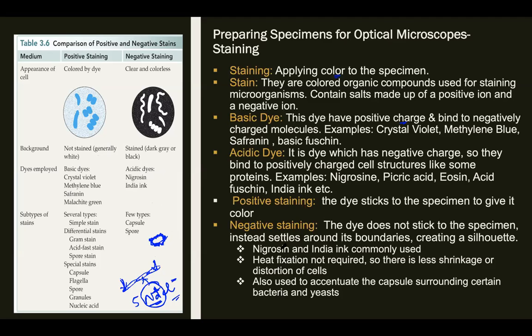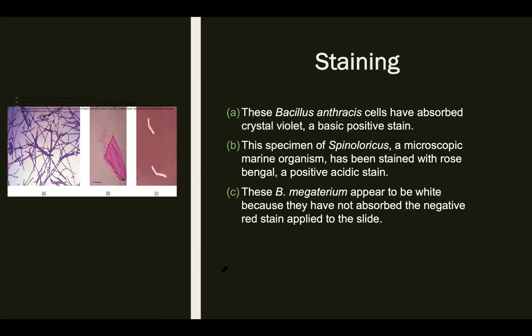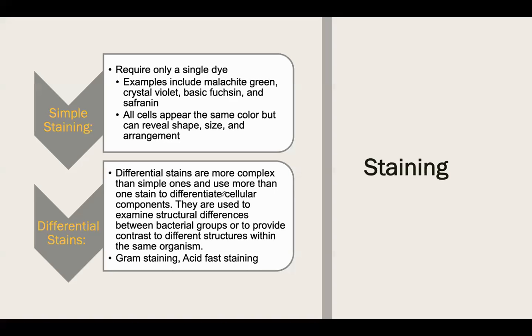For negative staining, we frequently use Nigrosin and India ink. Over here, we really don't do any heat fixing. So most of the time, to observe or study the characteristic features of capsule and spore, we do negative staining. These are the different types of staining and different types of bacteria, you see.